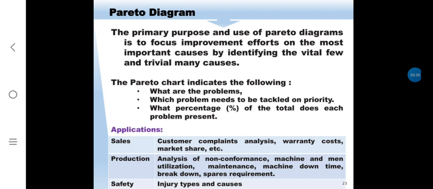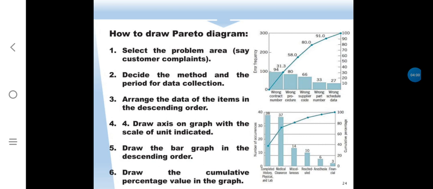It is presenting in a graphical way, and also we can describe it with mathematical numerics. As an example, in the sales part we can use the Pareto diagram for identifying customer complaint analysis, warranty cost, market share, and so on. The production and safety side is also the same. And in the next slide, I point out how to draw the Pareto diagram. Actually, this is not included in the syllabus, but I put it in for your further reference.